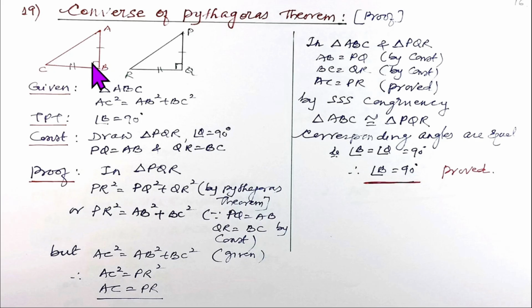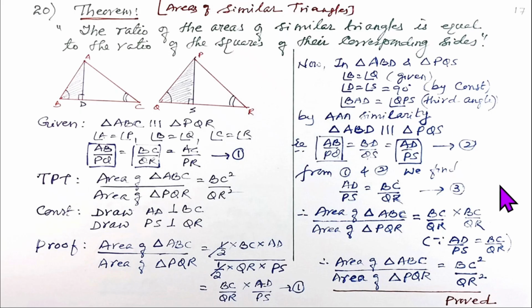And because angle B is 90 degrees, triangle ABC is a right angle triangle, and that is exactly the proof of converse of Pythagoras theorem. So please try to remember this, okay, it's a very important proof. Now we have to learn the areas of similar triangles theorem.